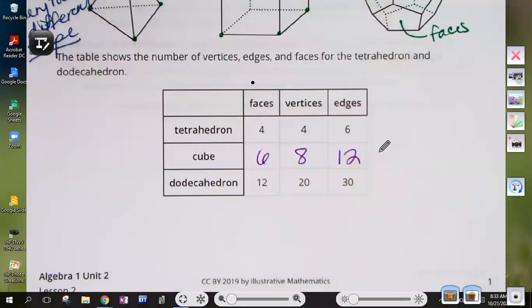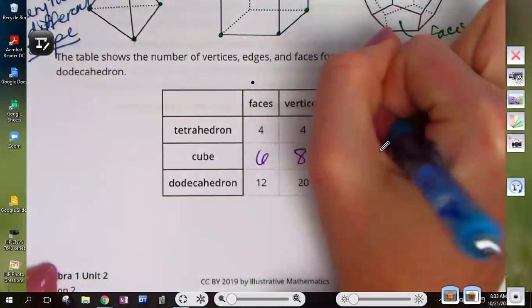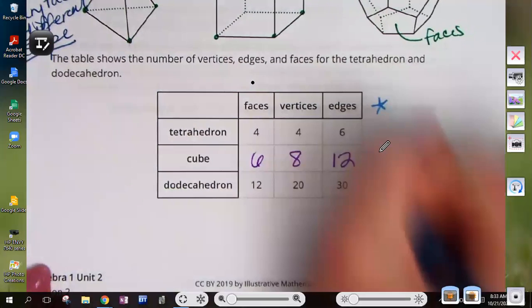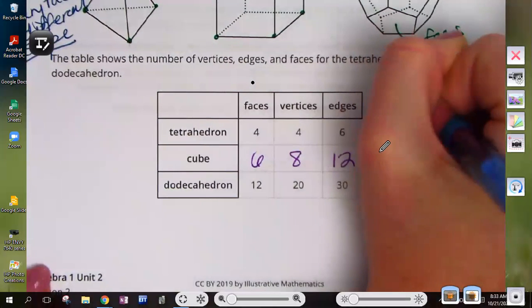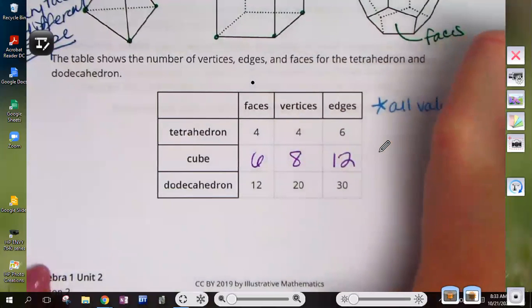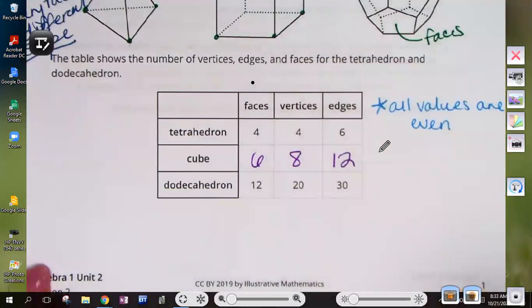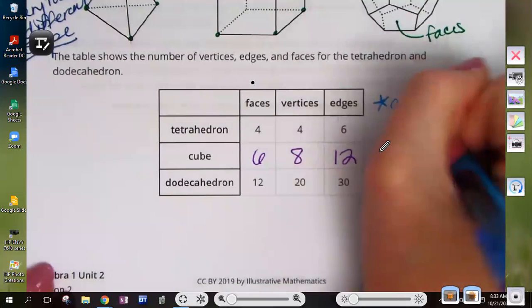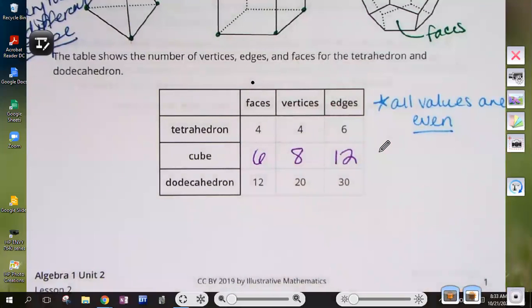Where's my orange pen? All these colors are too dark. I think I have it on the desk like that. Can y'all see that color? All values are even. Good. All right, what else do you notice?